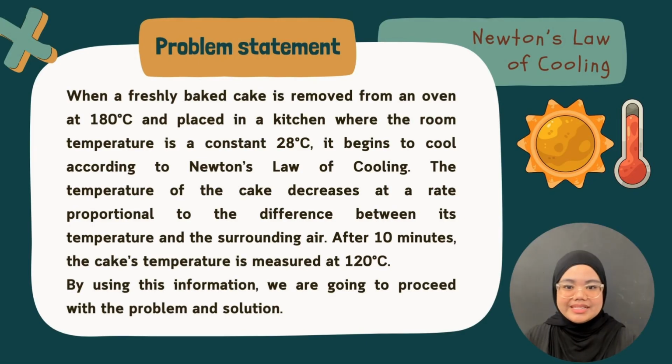Imagine you have just baked a cake at 180 degrees Celsius. You take it out of the oven and place it in the kitchen where the room temperature is a constant 28 degrees Celsius. According to Newton's law of cooling, the rate at which the cake cools is proportional to the temperature difference between the cake and the surrounding air. After 10 minutes, the cake temperature is measured at 120 degrees Celsius.